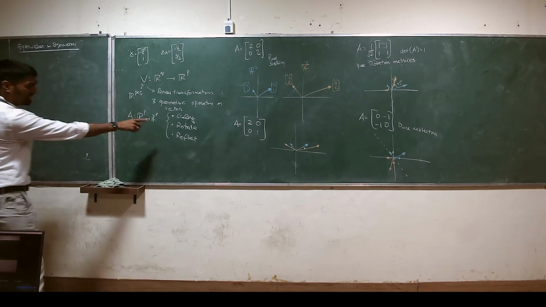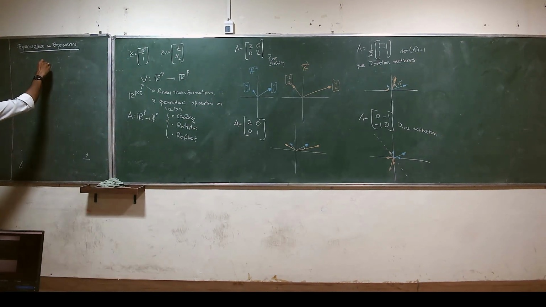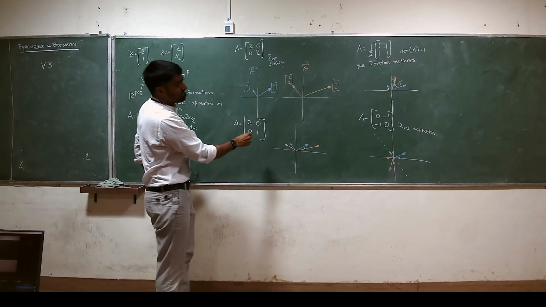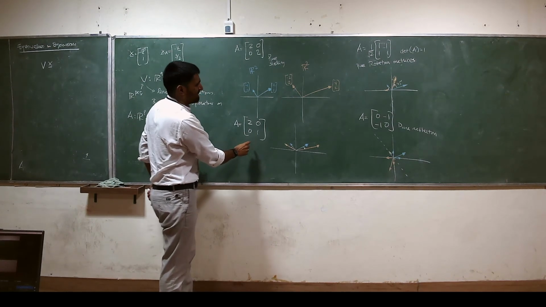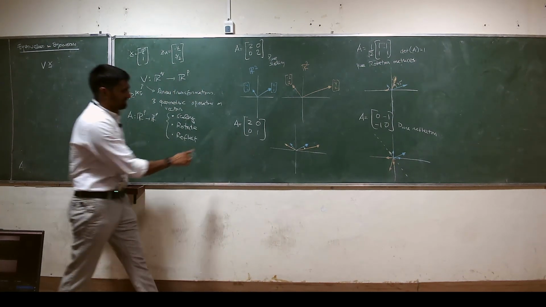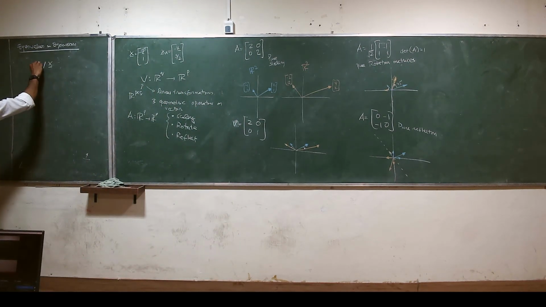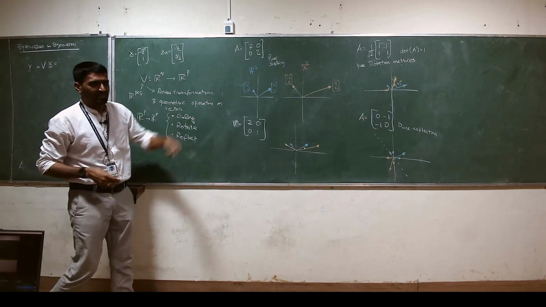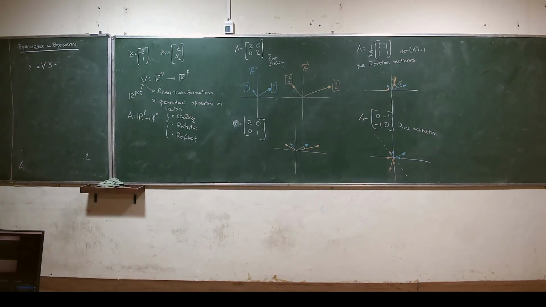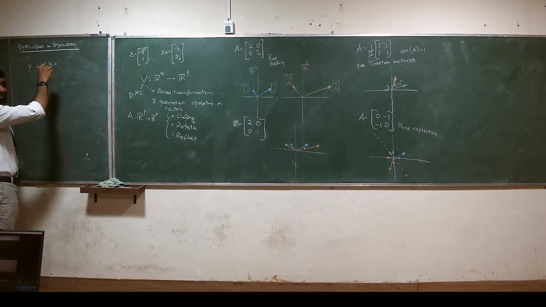So if you take X and apply V, let's assume V is this. What do you get? You'll get some Y. What is that Y? X is for now 2, 1. Yeah, 4, 1.